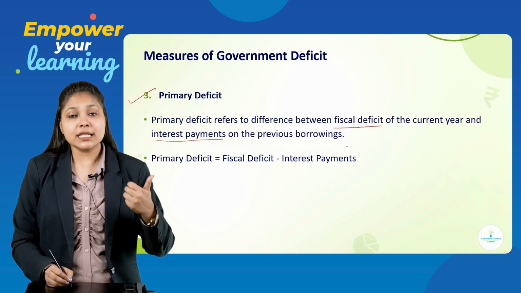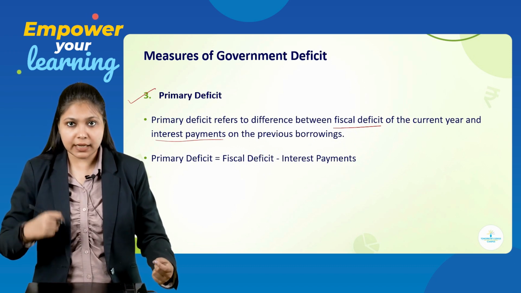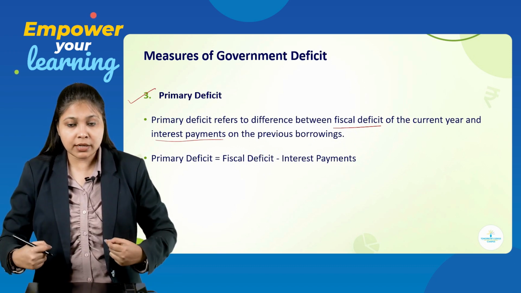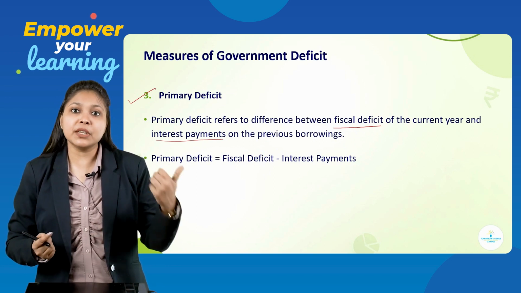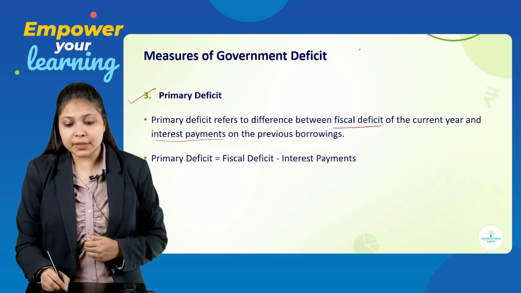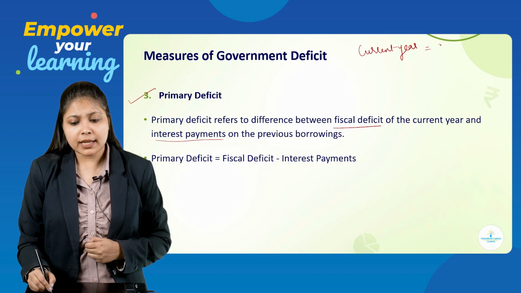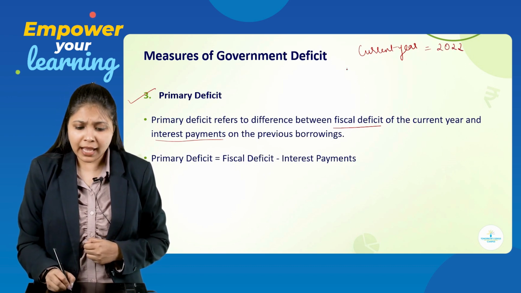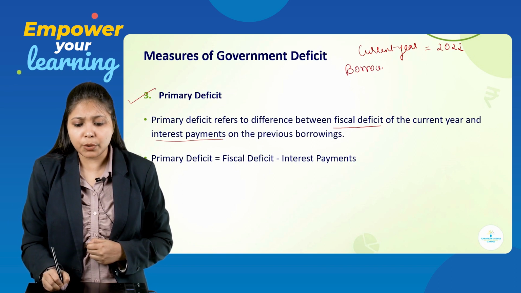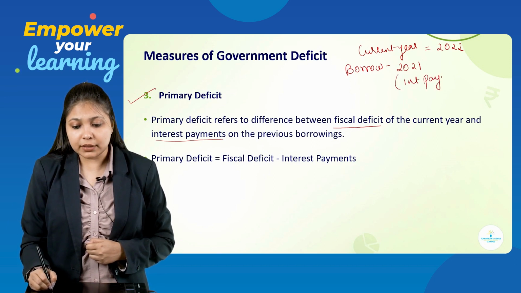So, primary deficit is nothing but the difference between fiscal deficit of the current year, that is the present year, and the interest payment which the country is doing for the previous year borrowing. For example, say suppose the current year is 2022. It is just an example. The current year is 2022 and government has done some borrowings in the year 2021. On this borrowing, government is doing interest payment.